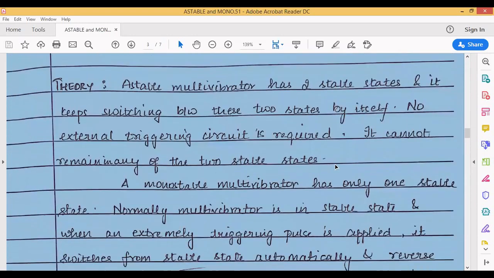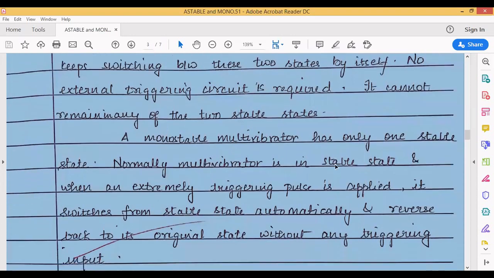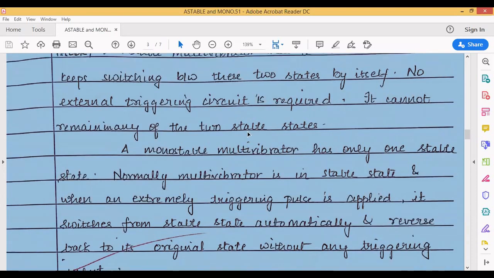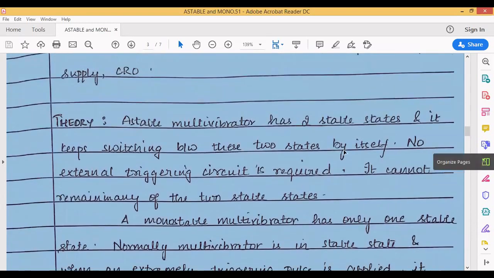Next, what is this monostable multivibrator? Monostable multivibrator has only one stable state. Normally the multivibrator is in the stable state until an external triggering pulse is applied. That's why in the case of monostable we are going to use external triggering from a function generator. But in the case of astable, we are not using any external triggering circuit, that is, the function generator.